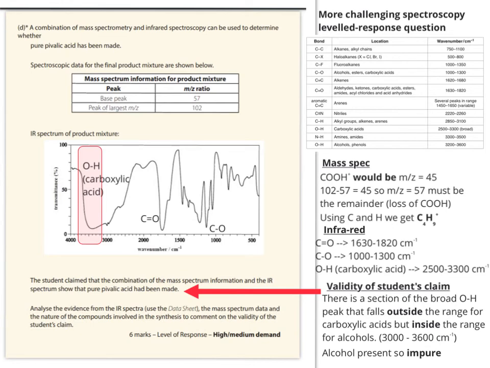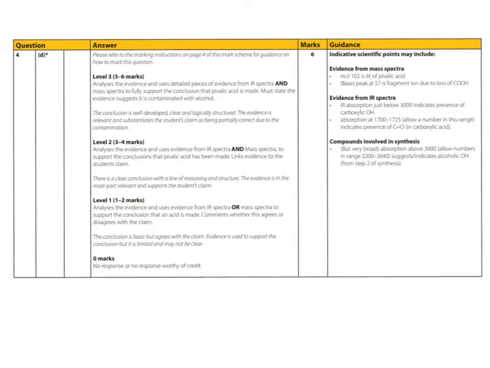Okay, so that finishes off this question. Hopefully you found it reasonably useful. Let's have a little look at the mark scheme now. Looking at level 3, we've used the IR spectra, we've used the mass spectra, and we've fully supported the conclusion that pivalic acid is made. And we've suggested that the evidence says it's contaminated with an alcohol.